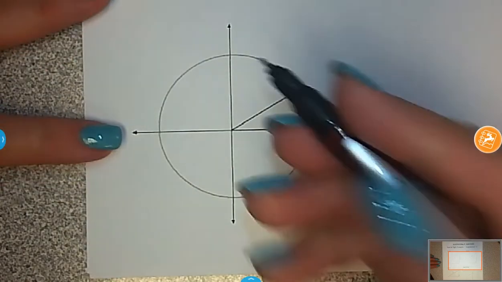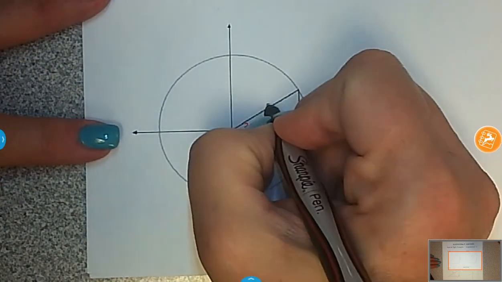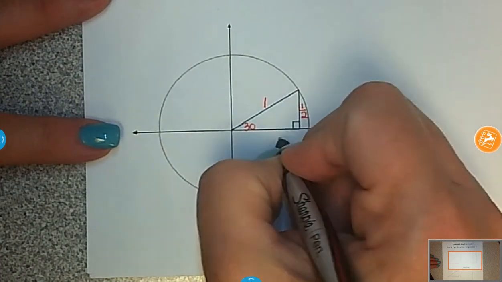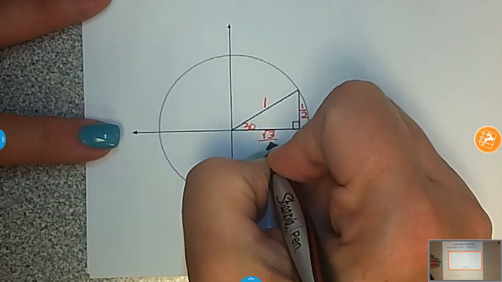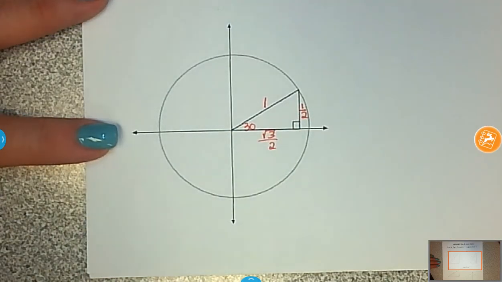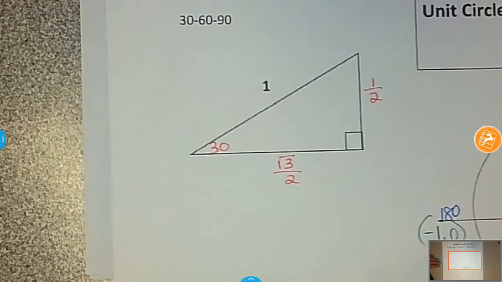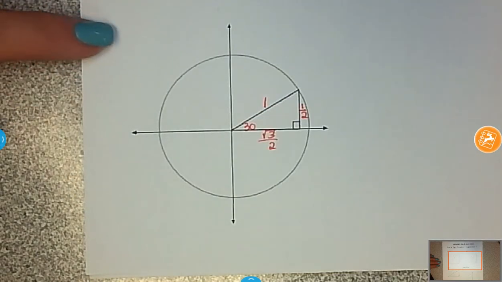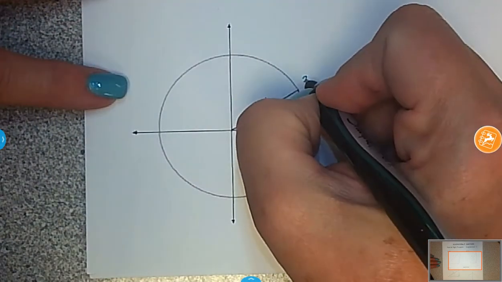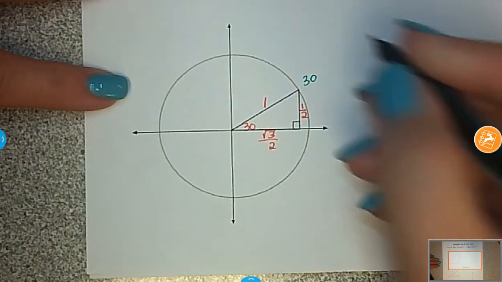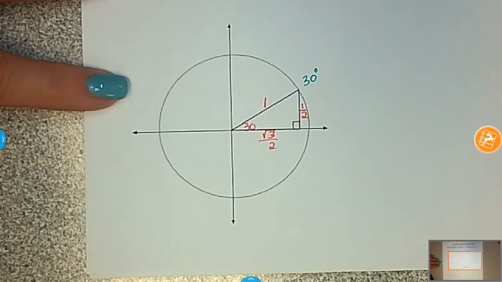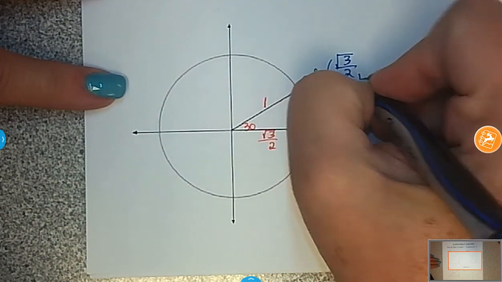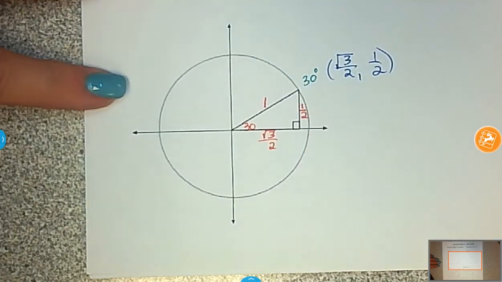For this one, this is 30 degrees, hypotenuse of 1. Short one is 1/2, long one, square root of 3 over 2. And again, we did this when we started this set of notes, right there. Okay. So now for this 30-degree angle, my ordered pair is going to be square root of 3/2, 1/2.